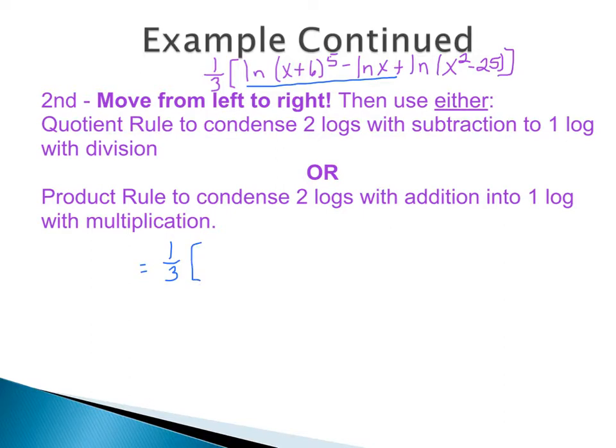Then again, remember, it's becoming two logs turn into 1 log. So I'm going to have 1 natural log, and then we're going to make this into our quotient rule. So our first log, that x plus 6 to the 5th, will be our numerator. And then our denominator will be what we got from our second log, which would just be x. So those 2 logs disappear, and using our quotient rule turn into 1 log, which means I still have this plus natural log of x squared minus 25.